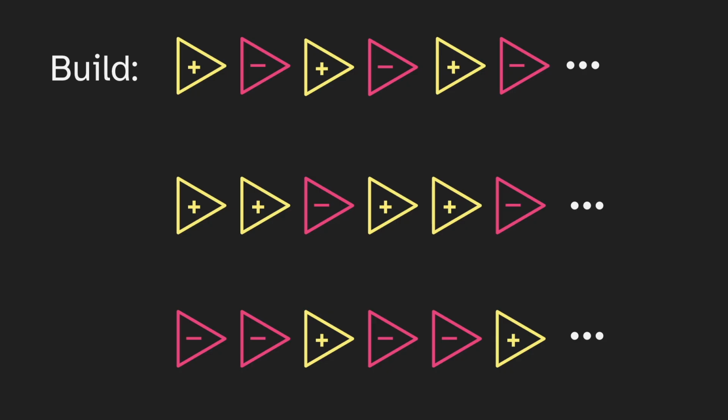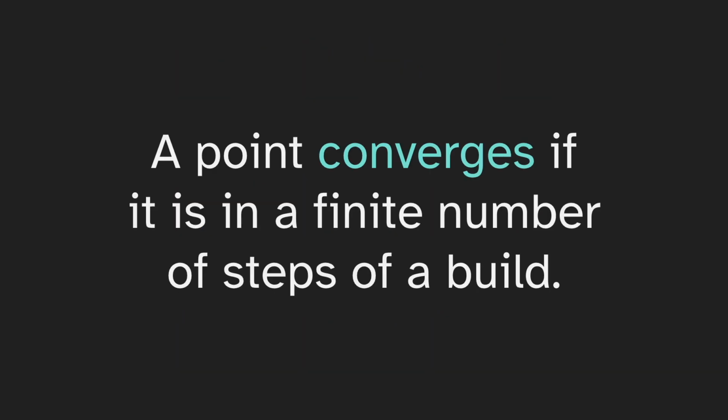To prevent this, let's make a definition. A point converges if it is in a finite number of steps of a build. It's in a finite number, which means there is some last step that it appears in, and after that, nothing changes with that point. The coefficient is fixed for the rest of the build. And so these points are safe to work with. In the example we just worked with, none of those 3 points converged because they were in every step.